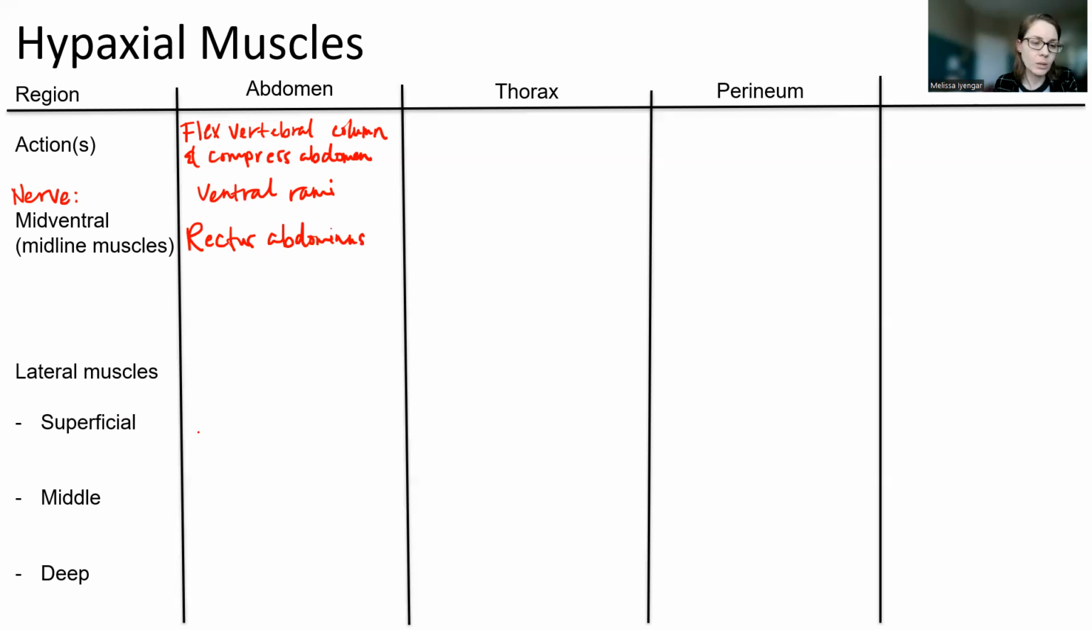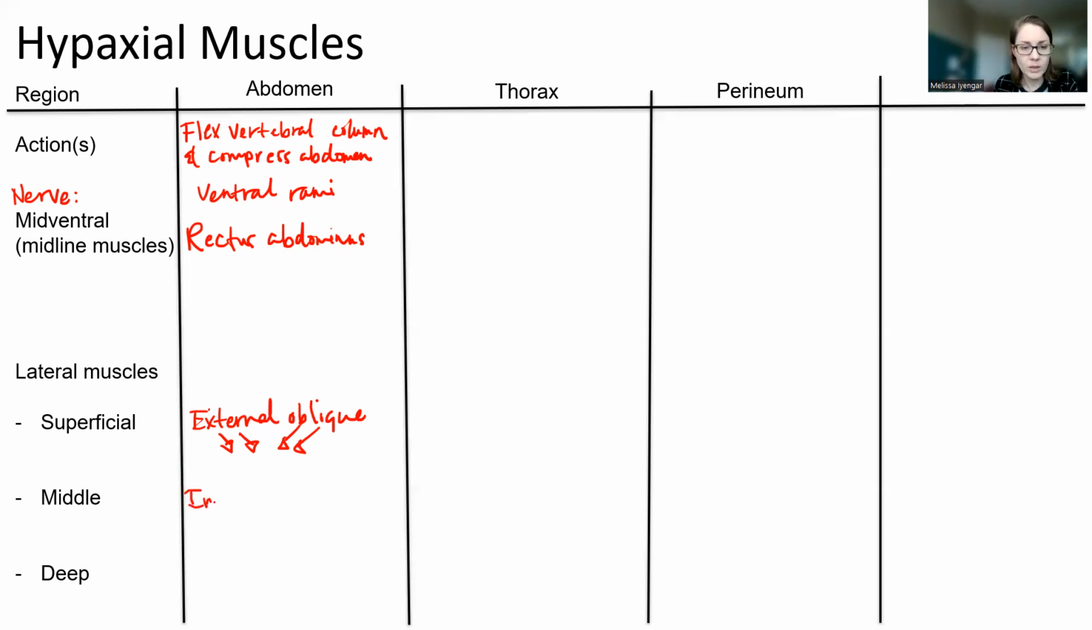For our lateral hypaxial muscles, we're going to have a superficial, a middle, and a deep layer. The superficial muscle is called external oblique. The external oblique you can identify not only because it is superficial, but because it has fascicles that run downward at an angle. Let me change my arrow right there because that was wonky. So you should see muscle fascicles running downward at an angle. Downward meaning towards the pubis, so they should be going downwards, okay?